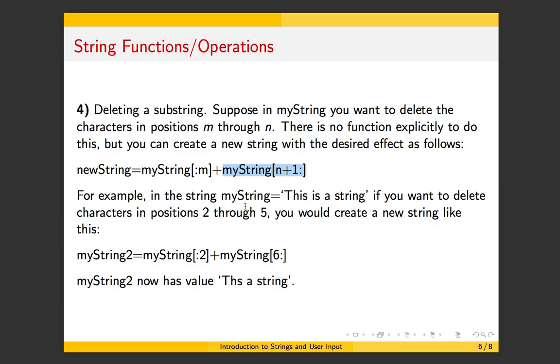Just for example, if my string is, quote, this is a string, and for whatever reason you want to delete the characters in positions 2 through 5. You'd start with this I, getting rid of that. So 2, 3, 4, 5, and end with that I. Pick back up with that little S. You would just create a new string, call it whatever, my string 2, where you've kept characters 0 and 1, and you've kept characters 6 on, and then nothing else. You've kicked out characters 2 through 5. And you get this as a result.